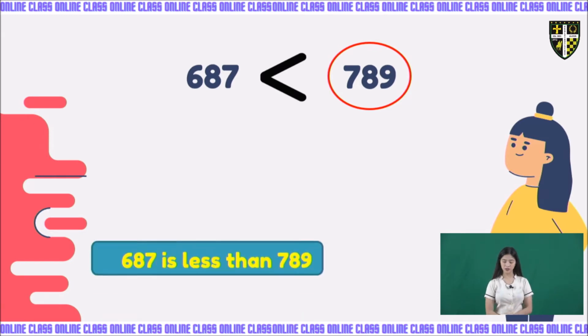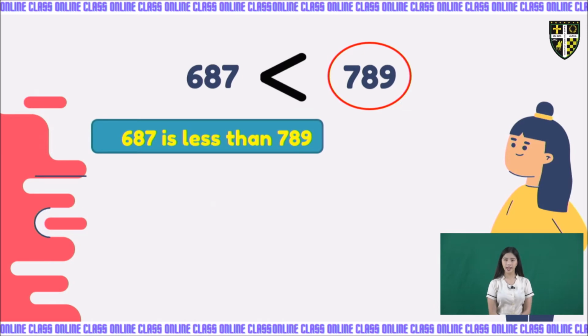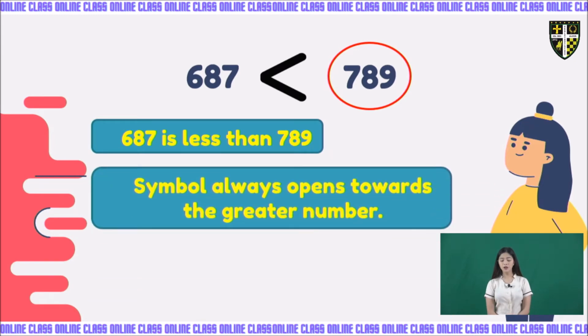So, this one is read as 687 is less than 789. Again, this one is read as 687 is less than 789. The symbol is always open toward the greater number. As you can see, our symbol is open toward 789.